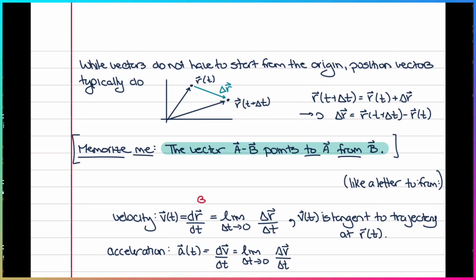And so this is something just to memorize. When you have the vector a minus b, that is going to be a vector that points to a from b. Just how this here is pointing to this location from this location, to this location from the starting location. So a minus b points to a from b. It's kind of nice. You can think of it like a letter, a to from letter. To from then gives you to a from b. A student pointed that out last semester. I really like to think of it like that.